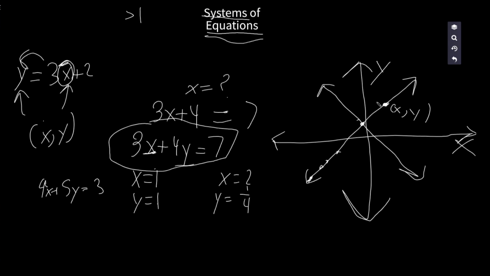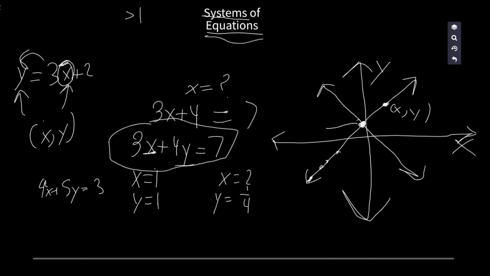So that's what we mean by solving a system of equations. We're just finding a point where both of the equations intersect with one another, because that will give us the values for both. That will give us the x and y value that satisfies both of the equations.